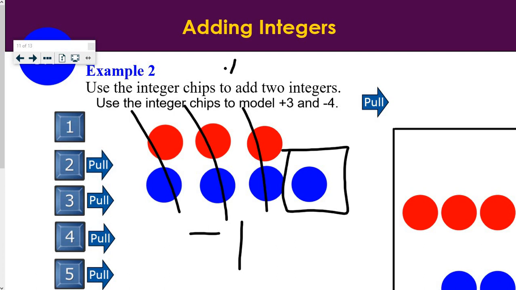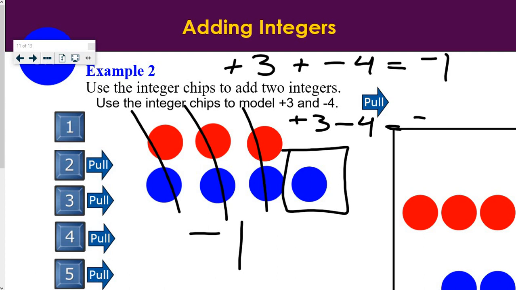Plus 3 plus -4 equals -1. We can also write this as plus 3 minus 4 equals -1. Anyways, we'll get into that later. Don't worry about that right now.